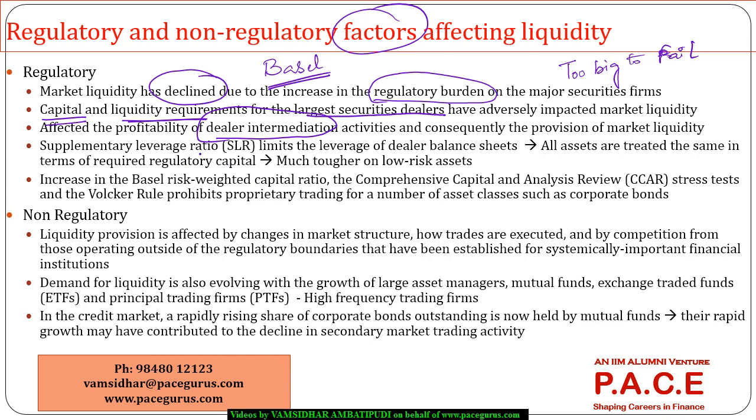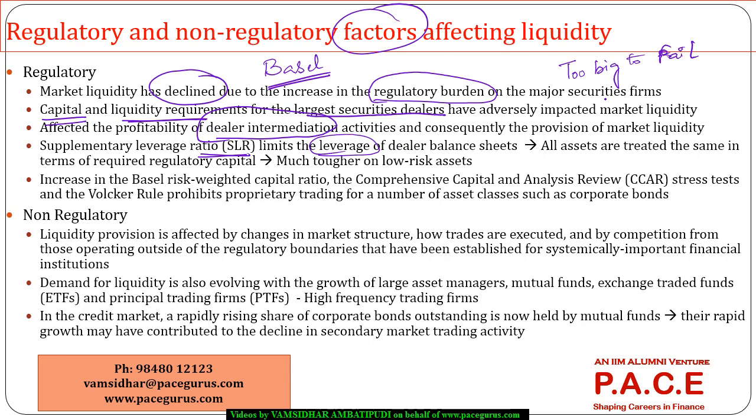Even the supplementary leverage ratio, which we call as SLR, is limiting the leverage of the dealer's balance sheet. So earlier there were not many restrictions associated with the leverage, but now there is a limitation to the usage of leverage. Again, it's a risk management activity.